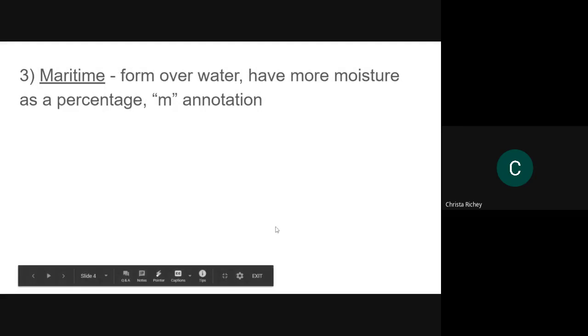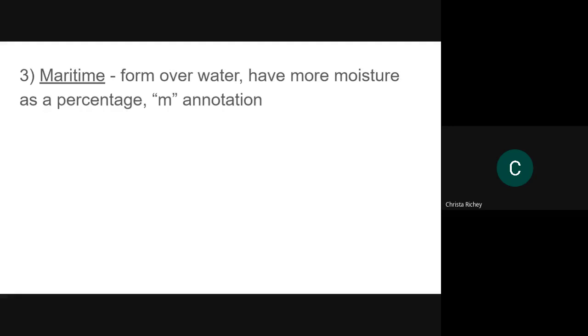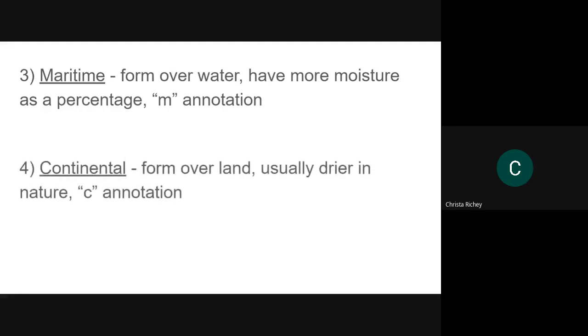Maritime. This is going to be an air mass that forms over some body of water. Doesn't matter which ocean it is. They tend to have more moisture in them. If it forms over land, they have less moisture. Those come from a continent. Those are continental. Both of these are lowercase letters. The lowercase letter goes first. The capital letter goes second. Just where does it form from?